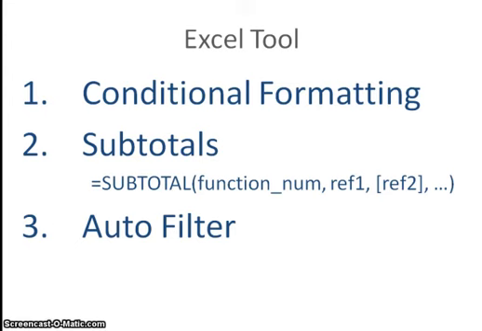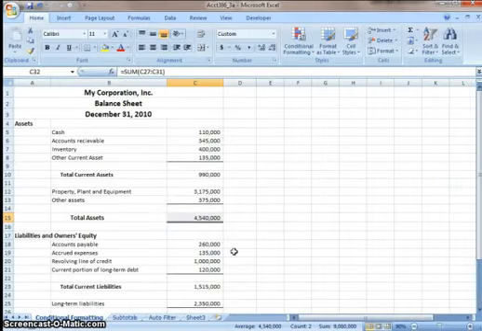So the 3 labor-saving tools we're going to teach you today are number 1, conditional formatting, 2, subtotals, and we'll teach you the subtotal function, which is the formula written right here, and we'll teach you the autofilter, which is similar to pivot tables but a lot simpler. The first function we are going to learn is conditional formatting.